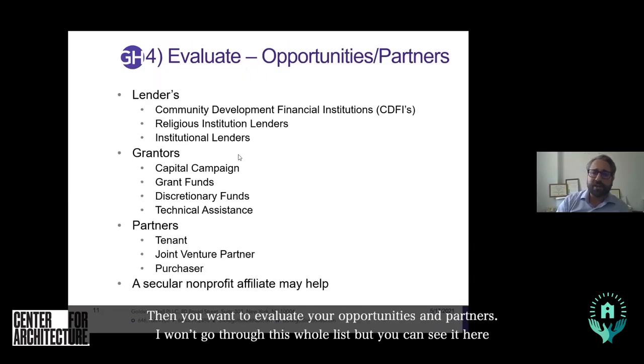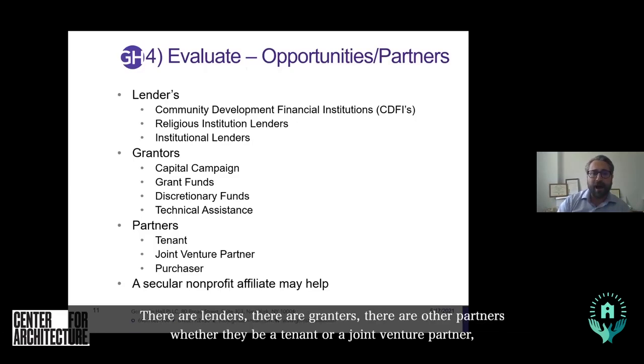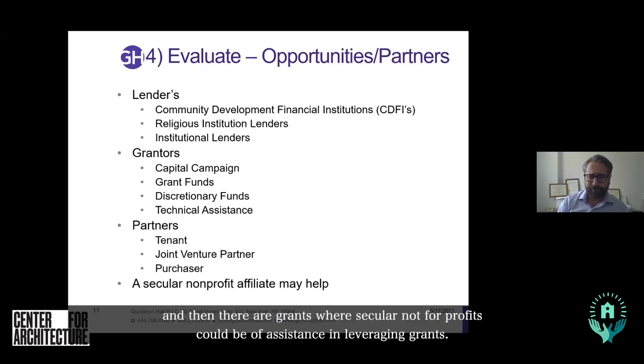Then you want to evaluate your opportunities and partners. I won't go through this whole list, but you can see it here, right? I feel like I could sing it. You are not alone. There are lenders, there are grantors, there are other partners, whether they be a tenant, a joint venture partner, and then there are grants where a secular not-for-profit could be of assistance in leveraging grants.